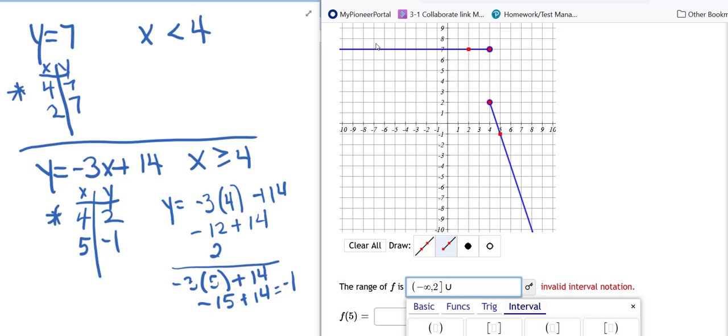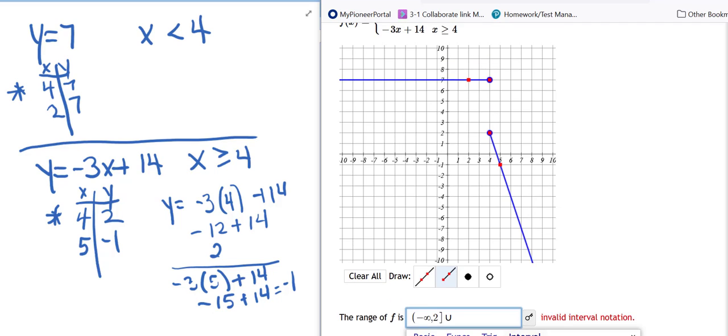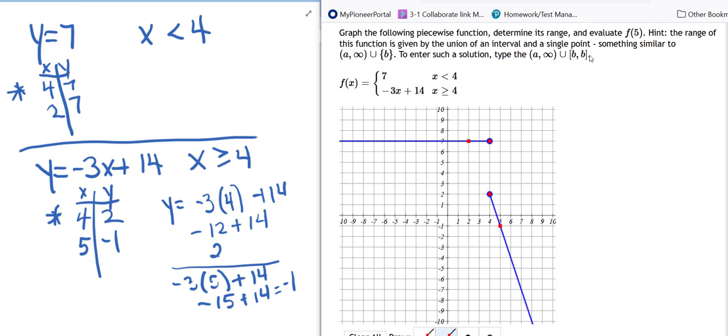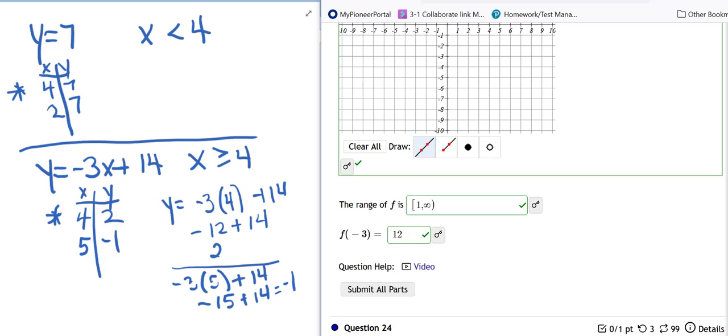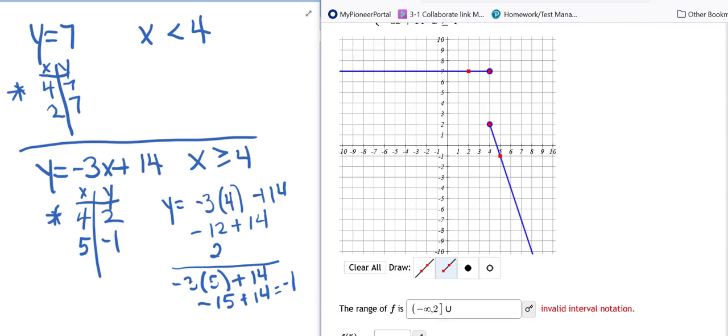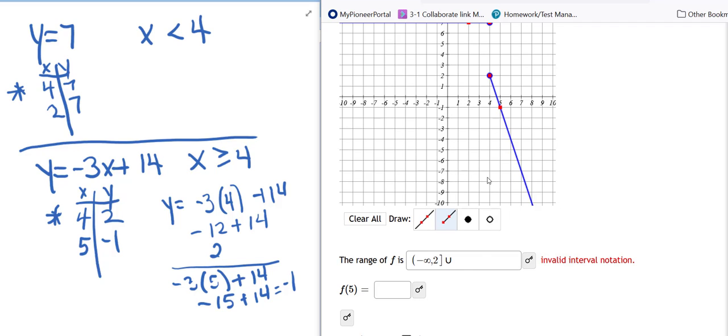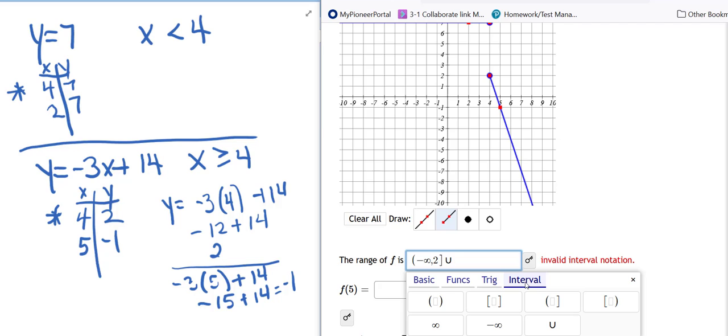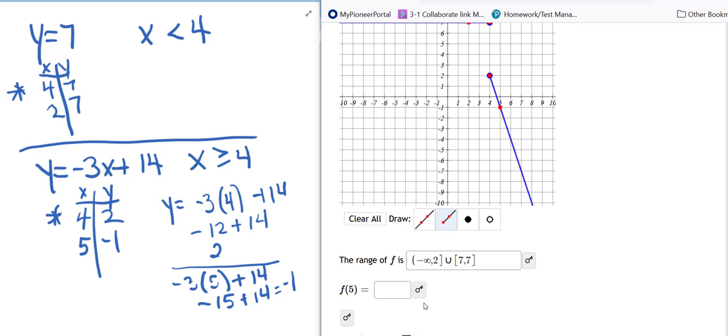right? And then we just have this number, and so this is 7, and then the way we have to put that in is with 2 brackets like this, and just use the value 7 twice. So we'll do bracket 7 to bracket 7. And then they want to know f of 5. So when x is 5, it will be negative 1.